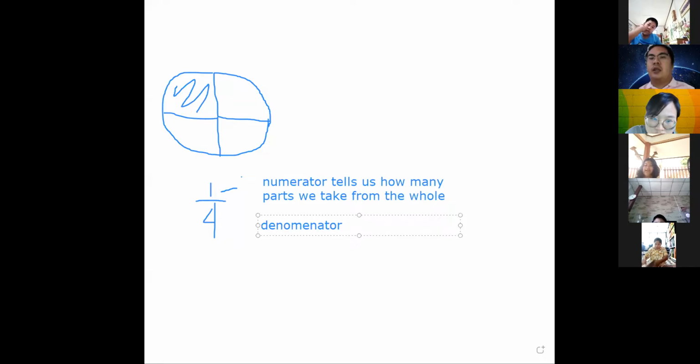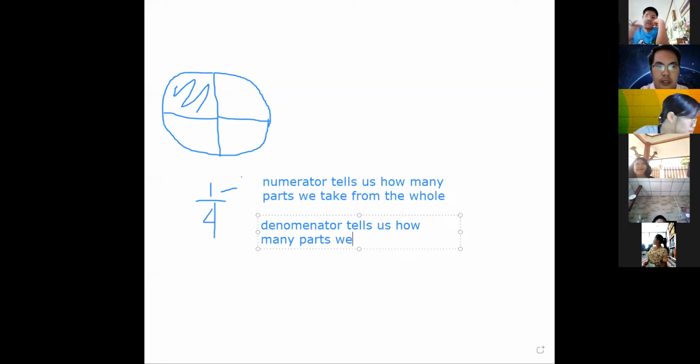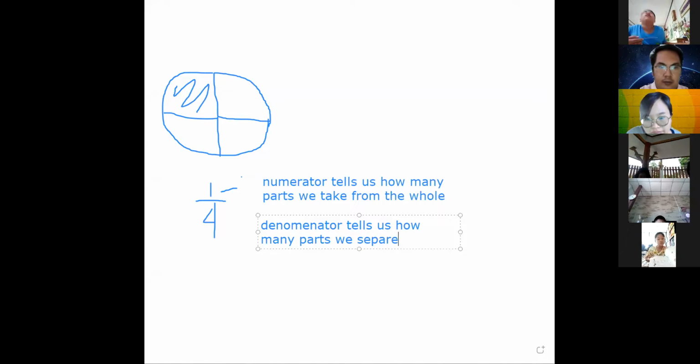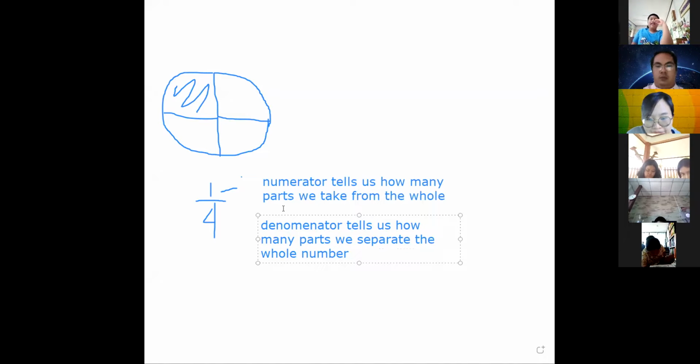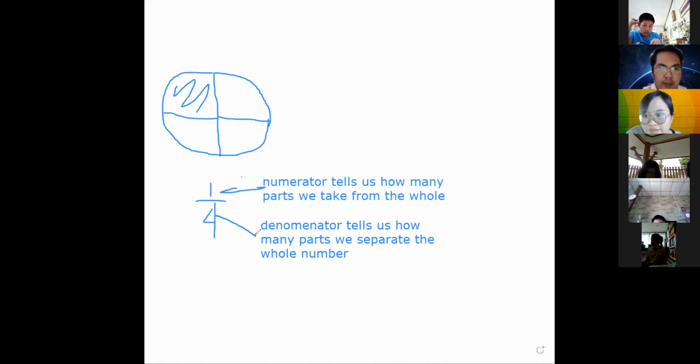The next part, the lower part, is the denominator. The denominator tells us how many parts we divide, we separate the whole into. So this is the numerator, and this is the denominator.